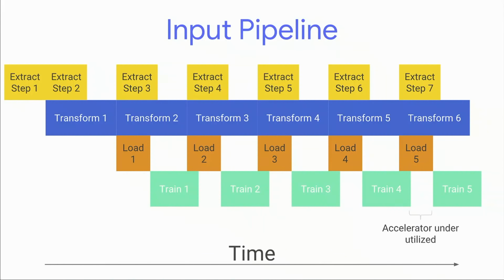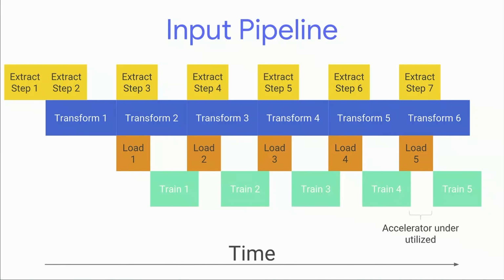Here, the different phases of the input pipeline are happening in parallel with training. We're able to see that the CPU is pre-processing data for training step 2, while the accelerator is still training step 1. Neither the CPU nor the accelerator is idle for long periods of time. The training time is now a maximum of pre-processing and training on the accelerator. As you can see, the accelerator is still not 100% utilized.